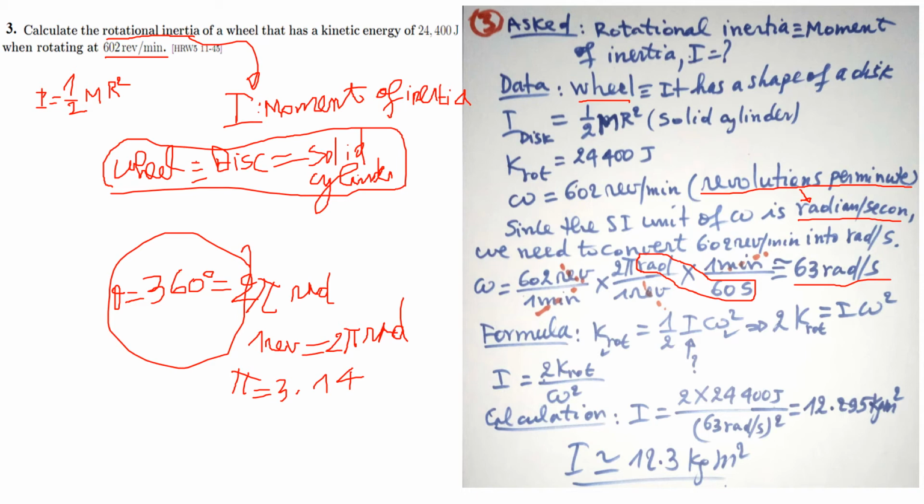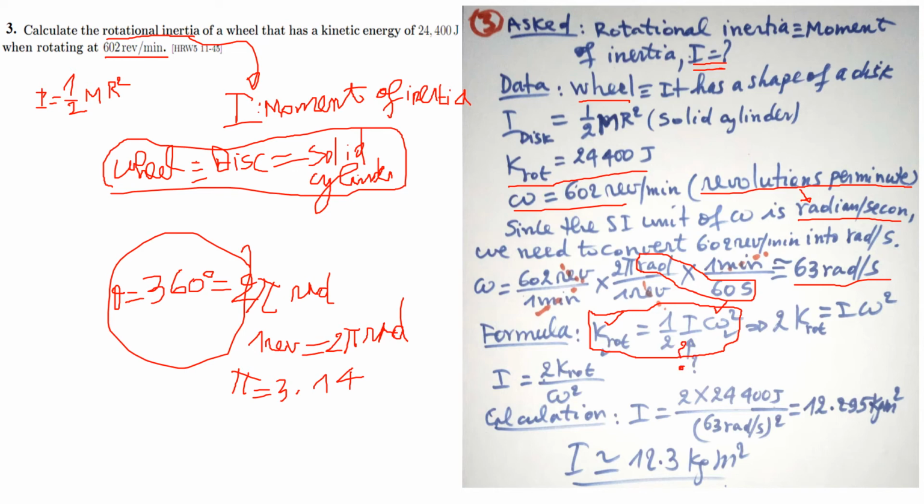Remember, we are asked to determine the moment of inertia, which is the rotational inertia, and we are given the kinetic energy of rotation and the angular velocity. We know the formula. The kinetic energy of rotation is equal to the half of the product of moment of inertia and the square of angular velocity. Then this kinetic energy is given, the angular velocity is given and converted into radian per second. The unknown here is the moment of inertia.